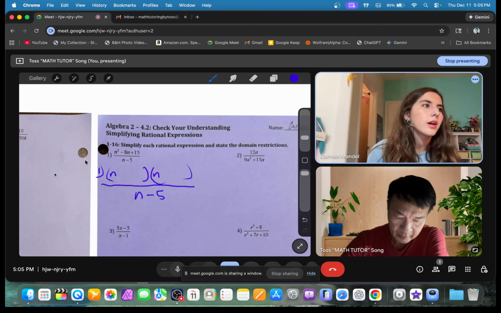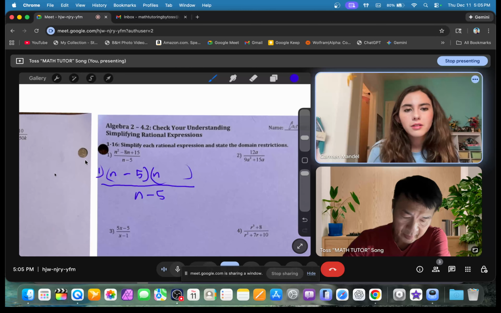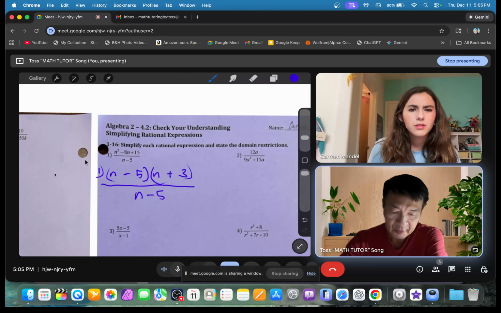And then one of them is going to be n minus, let's say, 5 and n minus 3, or plus 3. Okay, plus 3. Let's see. Okay, close, I think. Yes, close. Now, did I flip the signs?